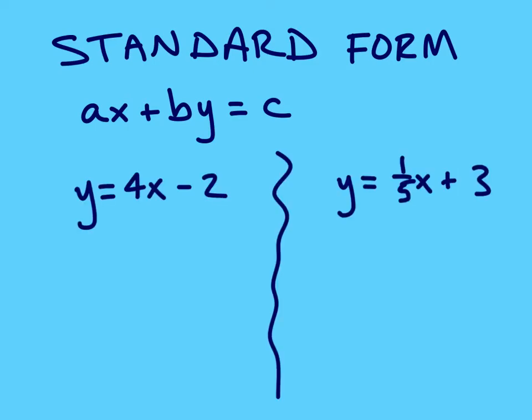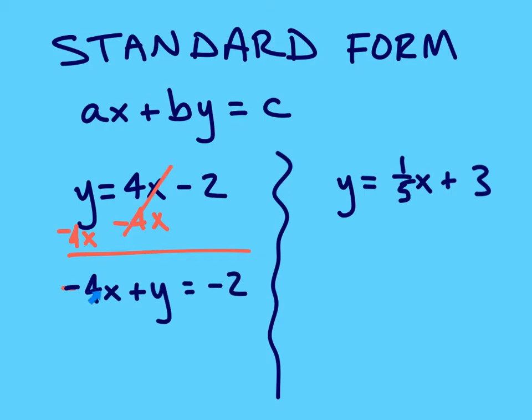All right, let's first take a look at y equals 4x minus 2. Now, what I want to do is move my 4x to the other side of my equation so that I have x and y on the left side. So I'm going to subtract 4x from both sides. It's going to cancel out there. And since these aren't like terms, I can't combine them. So we're simply going to have negative 4x plus y is equal to negative 2.